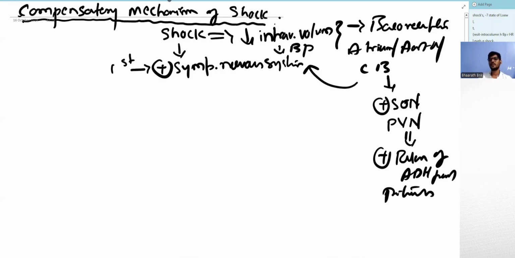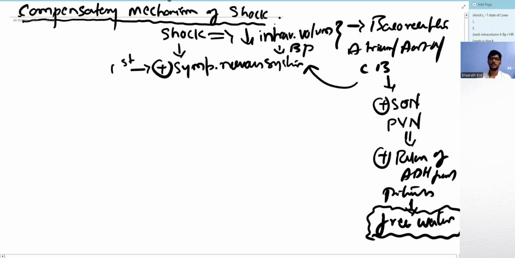And this ADH will absorb free water. So it will reduce the water that is lost so as to maintain the intravascular volume. See, blood is lost. Along with that, a lot of water is also lost. But blood cannot be recovered by the body. So what it does is it tries to conserve water as much as possible. So ADH absorbs free water, meaning not associated with sodium, just free water, and it is released from the pituitary, stimulated by the supraoptic nucleus and the paraventricular nucleus, which in turn are stimulated by the carotid body.